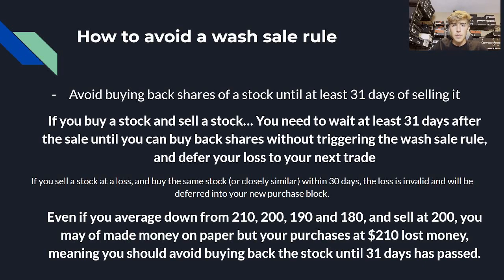Hopefully you learned something. After 31 days of selling a stock, you can buy it again if you lost money. Even if you didn't lose money overall and you averaged down, make sure that the first, most expensive purchase lot isn't losing money in order to buy back again. Don't be like me and make an easily avoidable mistake because you didn't look it up. Hopefully if you're watching this video, you don't lose any money due to the wash sale rule, and hopefully I saved you some as well.